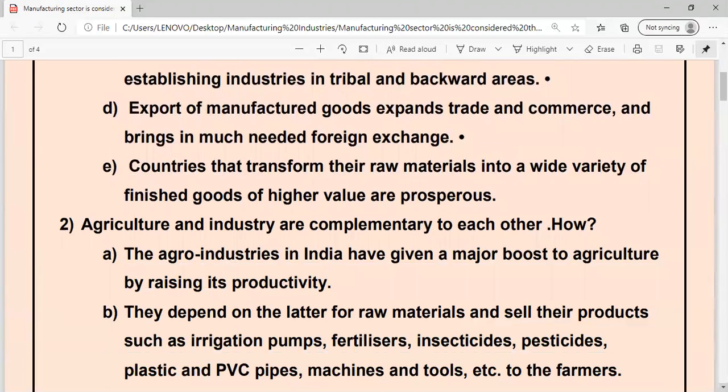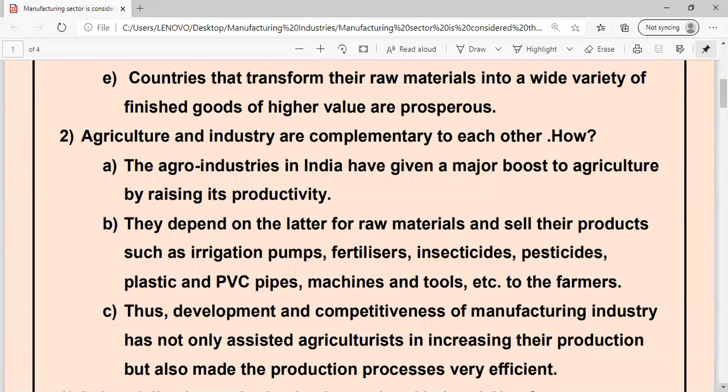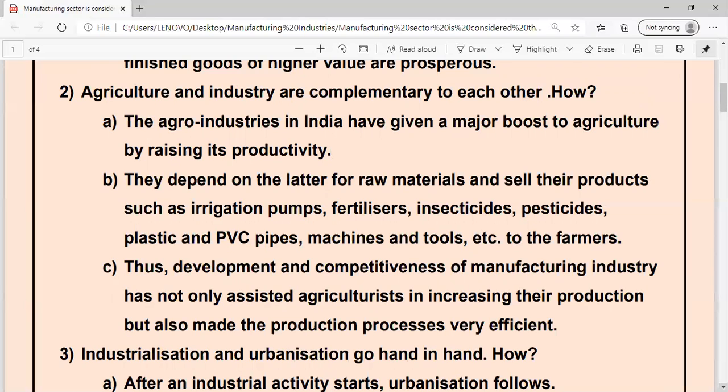Now next question: agriculture and industry are complementary to each other, or helping each other, how? Now agro industries in India are helping agriculture for increasing its productivity, for increasing its production. How? Industrial sector, agro industries, they are selling irrigation pumps, fertilizers, insecticides, pesticides, plastic, PVC pipes, machinery tools, etc. to the farmers. Actually, agro-based industries are depending on the raw materials from agriculture, and the industries are supporting them with irrigation pumps. That is, industries are supporting agriculture with necessary inputs like irrigation pumps, fertilizers, insecticides, pesticides, so that the production of goods and services becomes efficient.